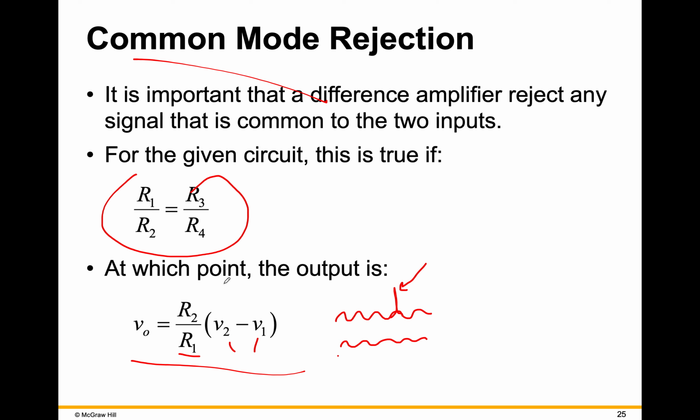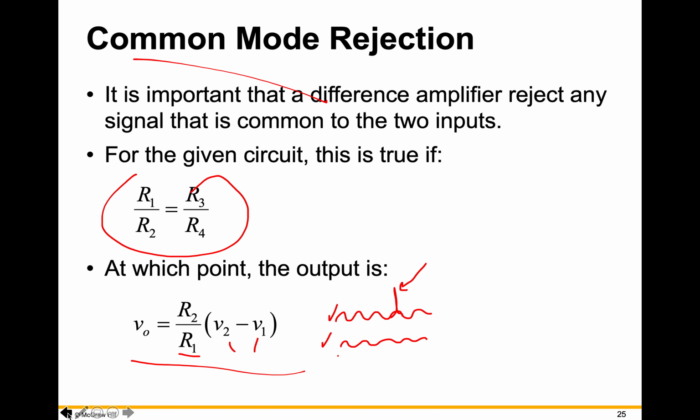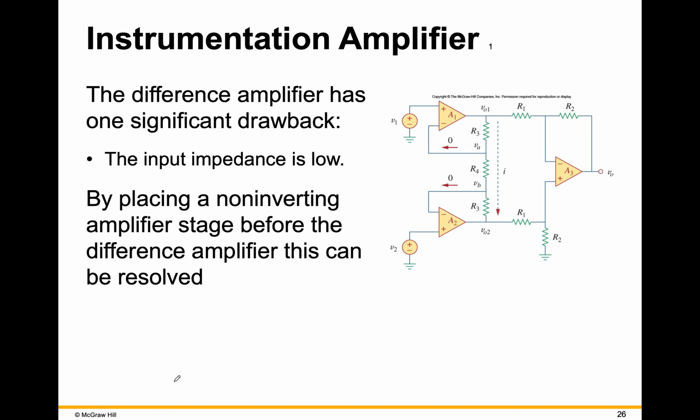Then you can build this difference amplifier, and what it does is it takes this signal and this signal and subtracts the two, taking out the common mode and giving you an output that's only a function of whatever is different between the two signals. So that's a common thing done if you want to do common mode rejection. Now one of the problems is that when you do that, you have a low input impedance because of that ratio between R2 and R1.